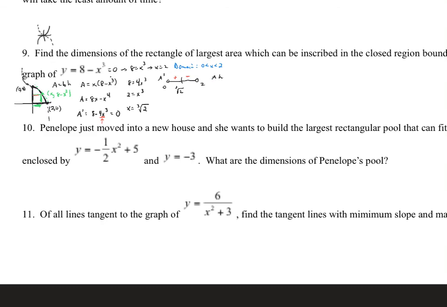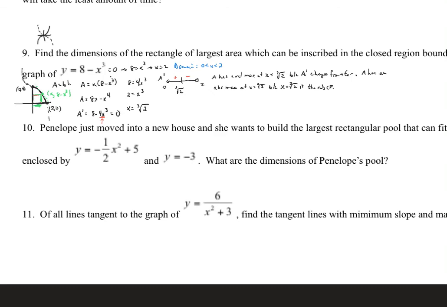So A has a relative max at x equals the cube root of 2 because A prime changes from positive to negative, period. A has an absolute max at x equals the cube root of 2 because x equals cube root of 2 is the only critical point. Okay, so we made the case that it's the maximum.